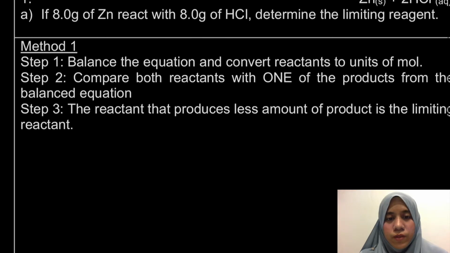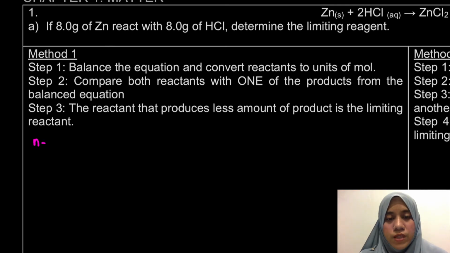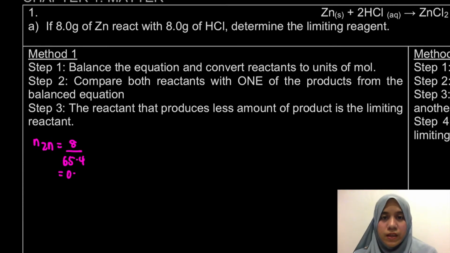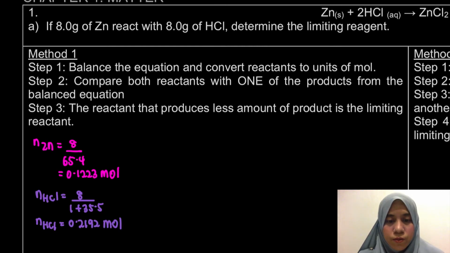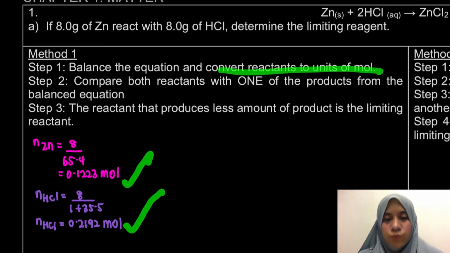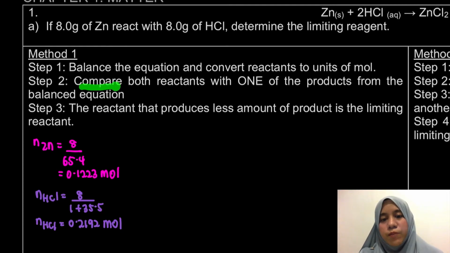Okay, so first I'm going to find out the number of mole of zinc. So number of mole tu again mass divided by molar mass. The molar mass you don't have to memorize. It is actually on PDF and list of constant tu. Okay, so we do get this value. Now we're going to find out the number of mole of HCl. Okay, pun sama juga. And then we do get the number of mole of HCl is 0.2192 mole. Okay, so dah settle lah step 1 kita.